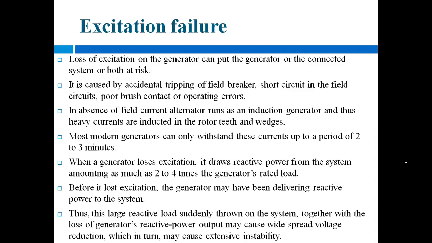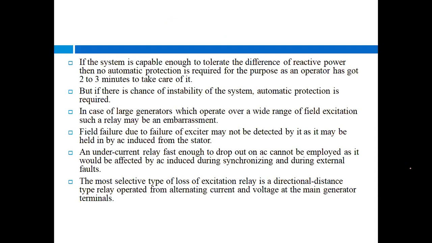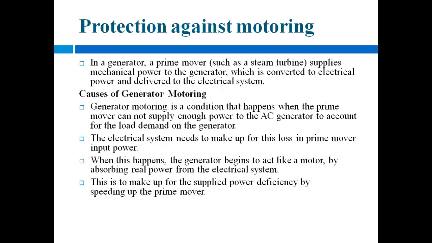Okay, if the excitation fails, is your generator working or not? In some cases that generator is working, but when we are using it for small stations, the generators are not working, meaning if that excitation gets failed there. So if there is failure of such an excitation, directional distance type of relays are used here.